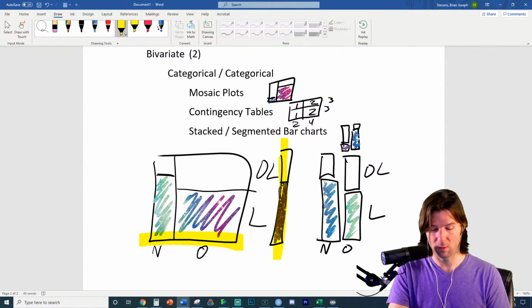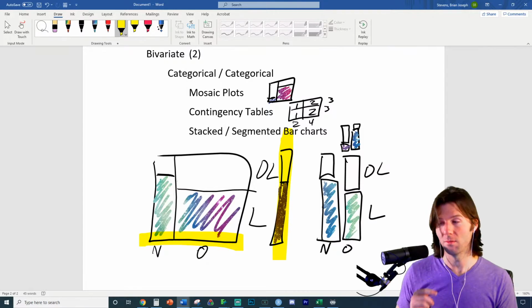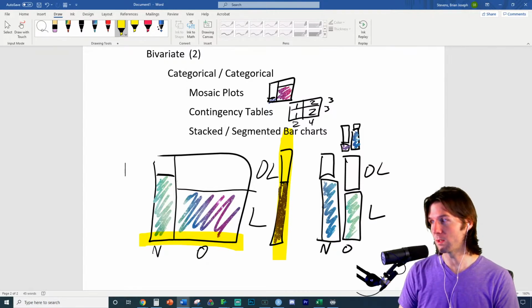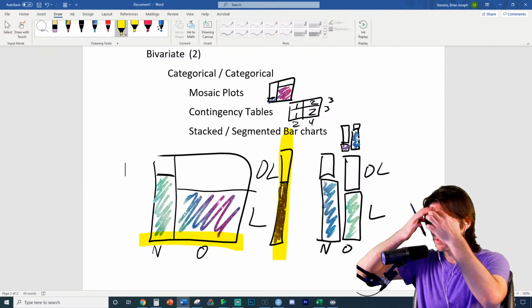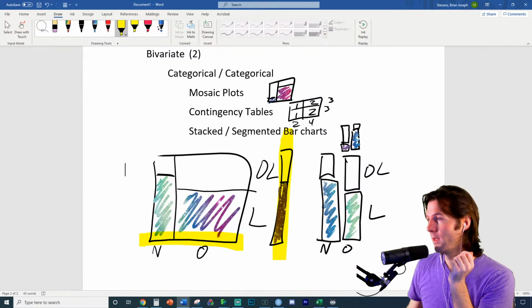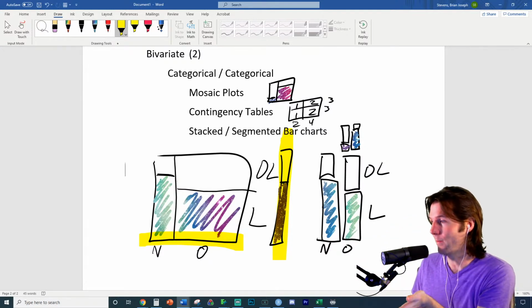That would be a tough test question: what is the advantage of a mosaic plot? It would give you the marginal distribution. I highly doubt that would be on the test. It's the key difference between the two. And so why not, if you can just make another graphic?